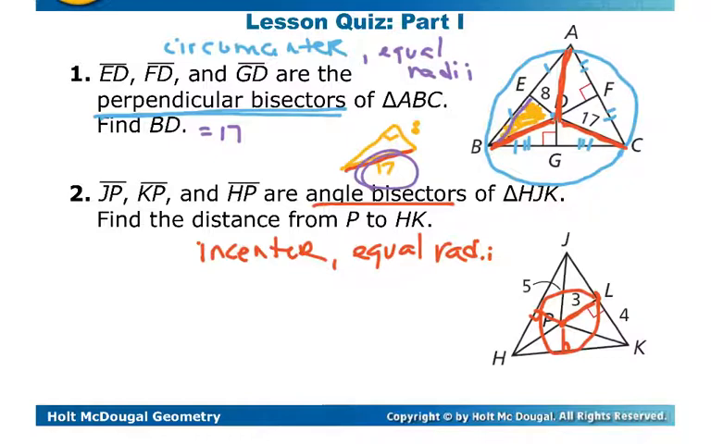So given that, let's see what we have. They have JP, KP, and HP bisecting all the angles. And we need to find the distance from P, which is the center, to HK, the side down here. Well, if this radii is equal to this radii is equal to that radii, and they're all 3, because they have to be the same length, that means that the distance to HK equals 3.